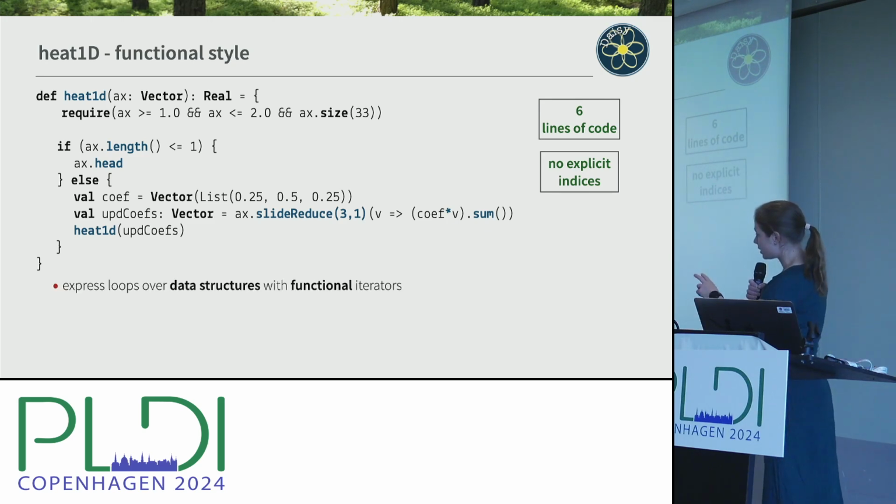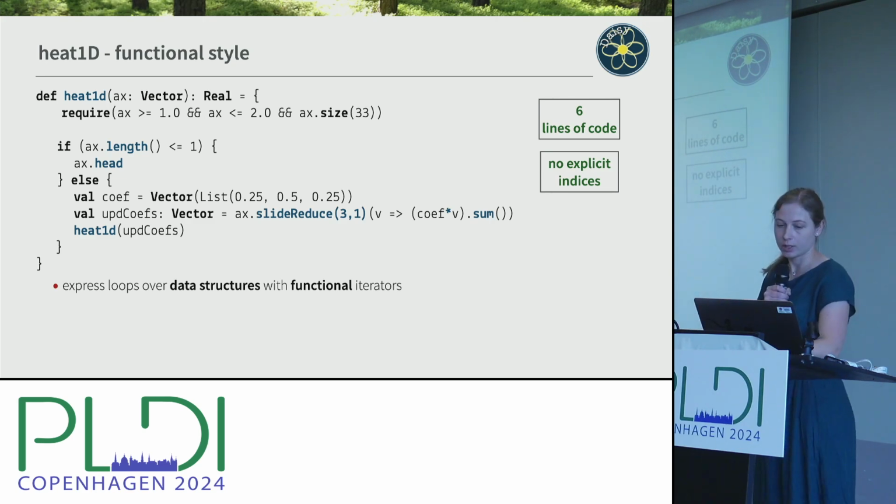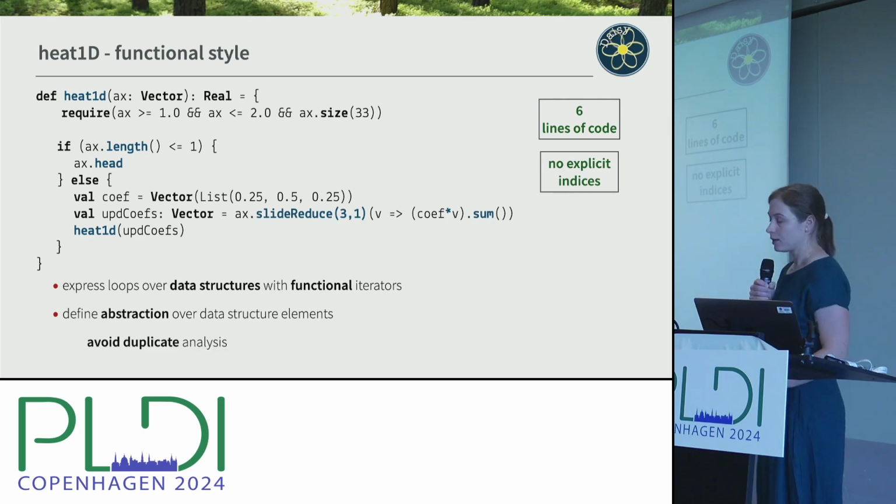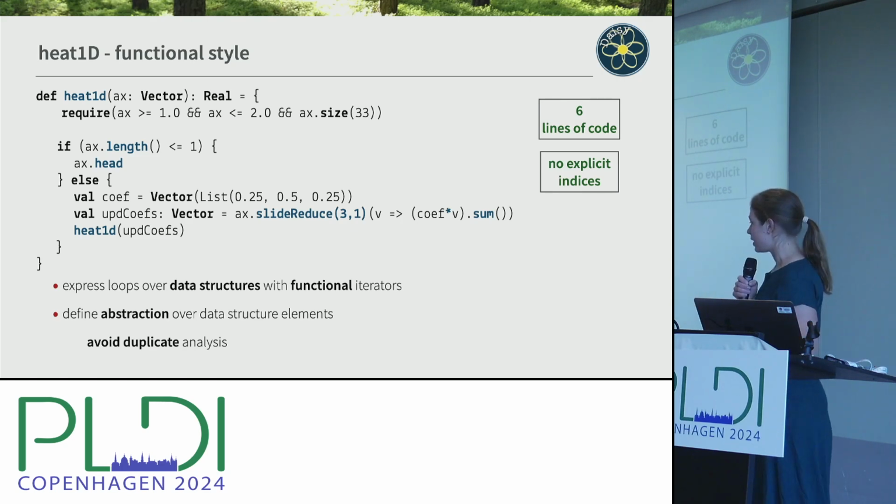So we want to express these loops over data structures. Now I'm just talking about code that has some kind of vectors or matrices, and we want to use functional iterators. Then we will define an abstraction over the data structure elements, and I'll explain in a second what this means. But the whole goal of this abstraction is to avoid duplicate analysis.